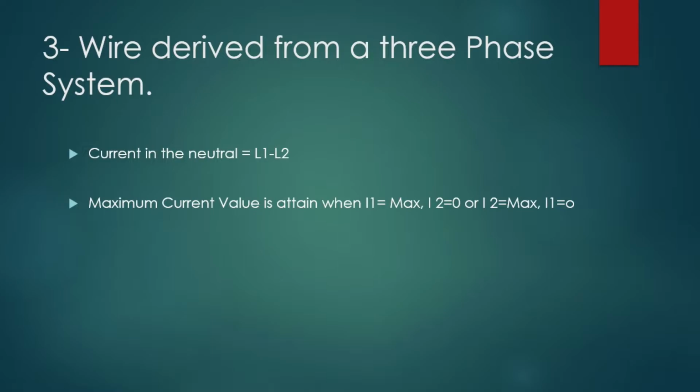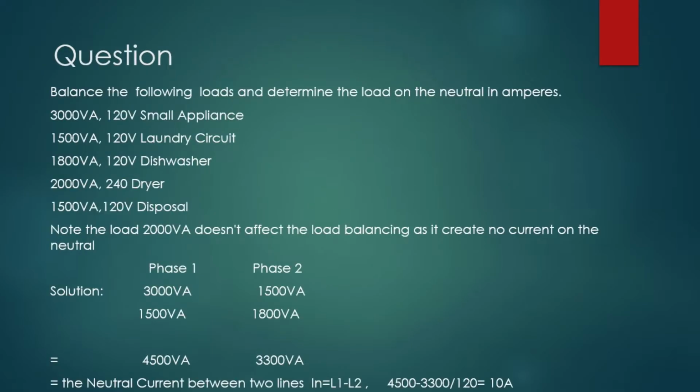Now question. If you should balance a load and determine the load and the neutral in amperes from these given appliances: we have 3000 VA, 120 volts small appliances, 1500 VA for 120 volts larger circuit, 1800 VA for 120 volts dishwasher, 2000 VA for 240 volts dryer, 1500 VA for 120 volts disposer, right? So note the 2000 VA load doesn't affect the load balancing as it creates no current on the neutral.